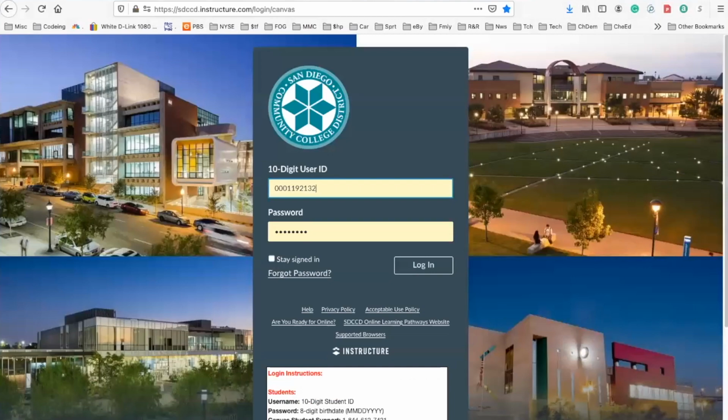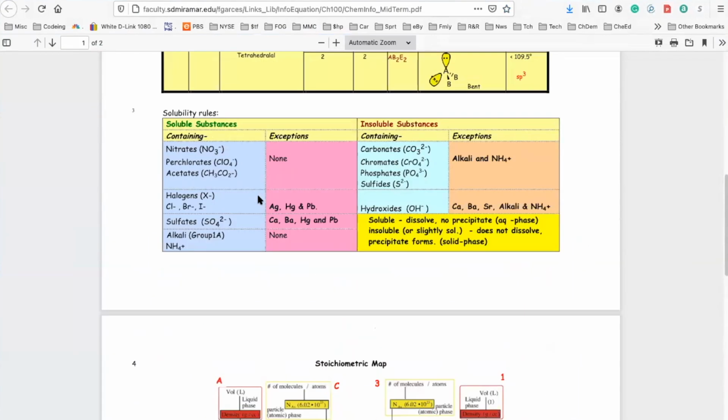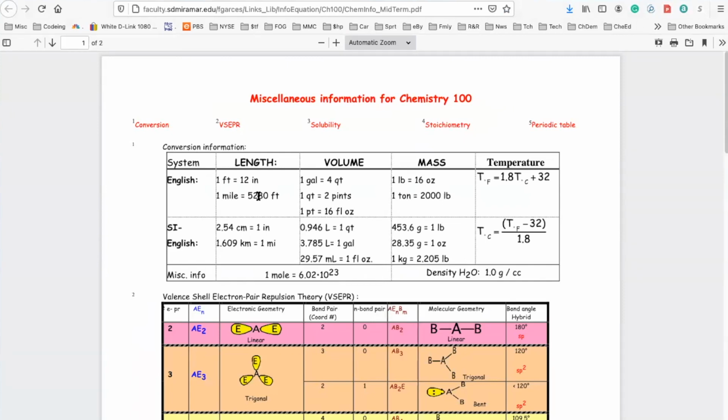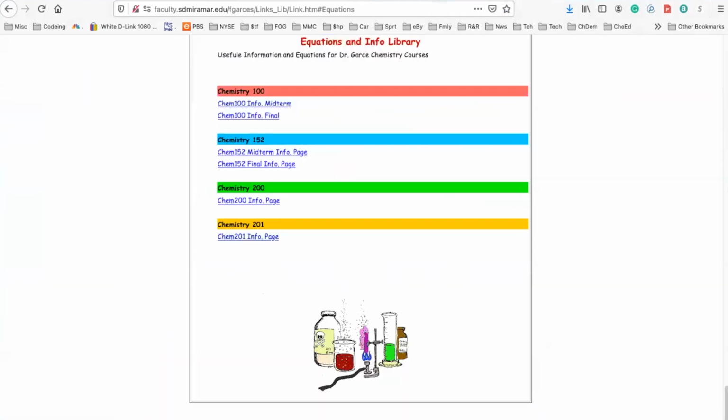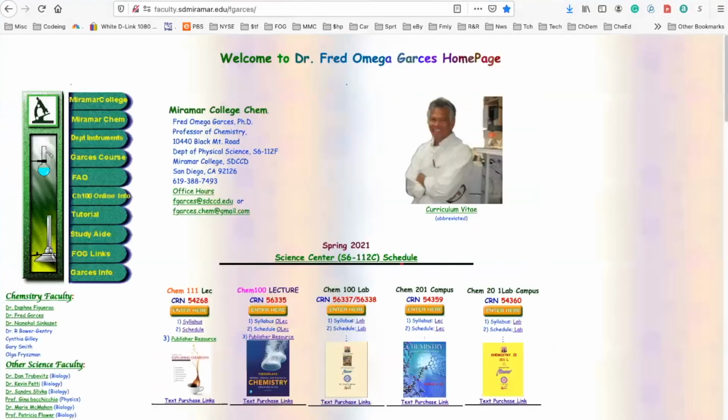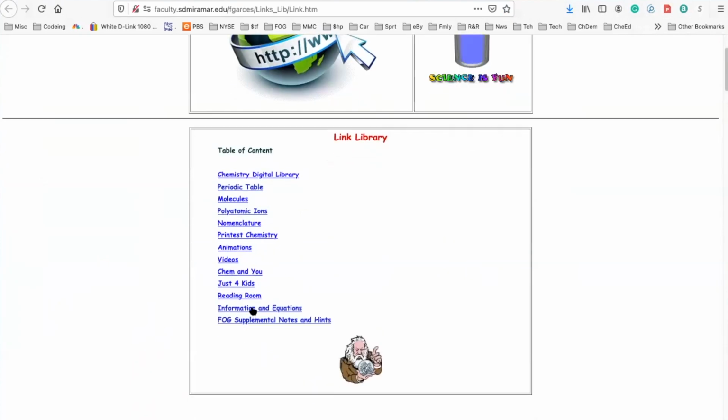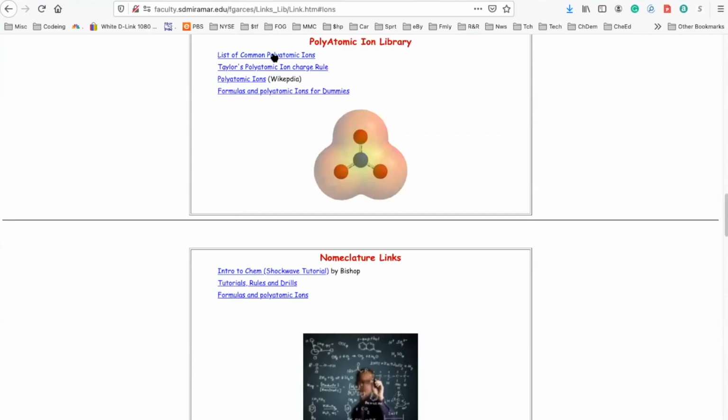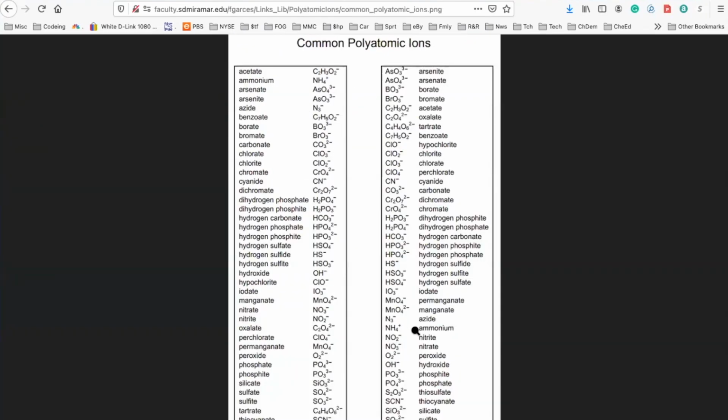Download this sheet right here, the equation page, because it's very useful. That way you're not searching everywhere in your book. And that page is found right here under FOG links on my web page. You go there and then you click on information and equation. If you want a list of polyatomic ions, because you guys need to know polyatomic ions, go right here and get a list of polyatomic ions. You're free to use it, because it's on my website.